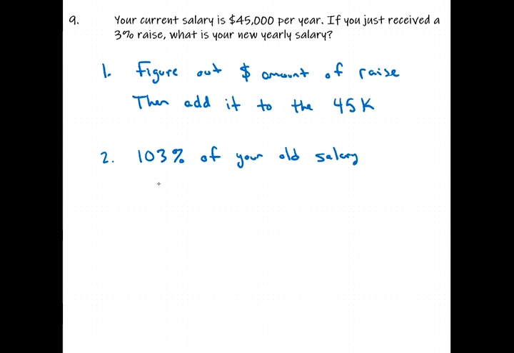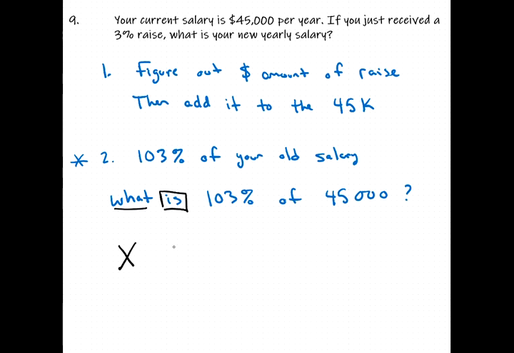Okay, so now the question is, and I'm going to go with option 2 because we're doing everything in one step. So the question is, what is 103% of 45,000? And that's the question. So what is, there's our equal sign.